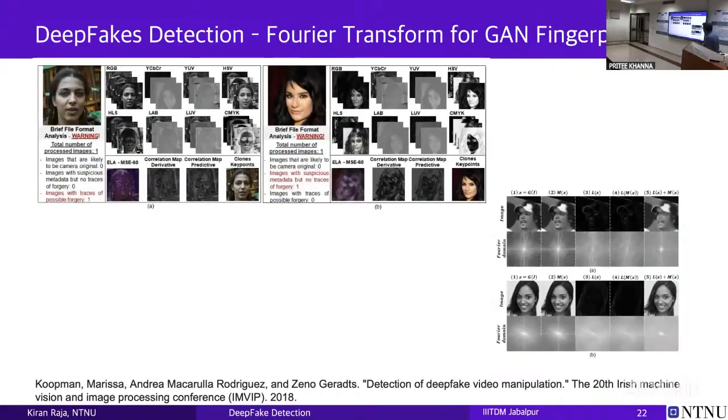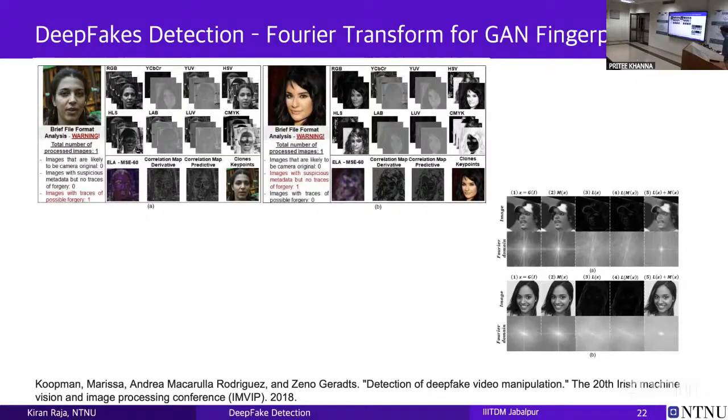Then comes the idea of the Fourier transform. So we started with thinking about the color information. Now we can also think about the frequency information. If it's a real image and I take the Fourier transform of that image, then I get a very different signature as compared to the signature that I would get when it is a deepfake image. Again, the idea is that the signal is artificially induced, right? So as soon as the signal is artificially induced, the Fourier transform that you get here will be very different. Okay.